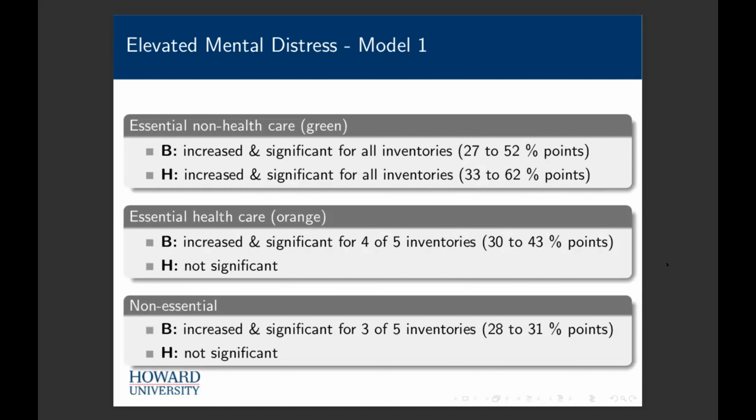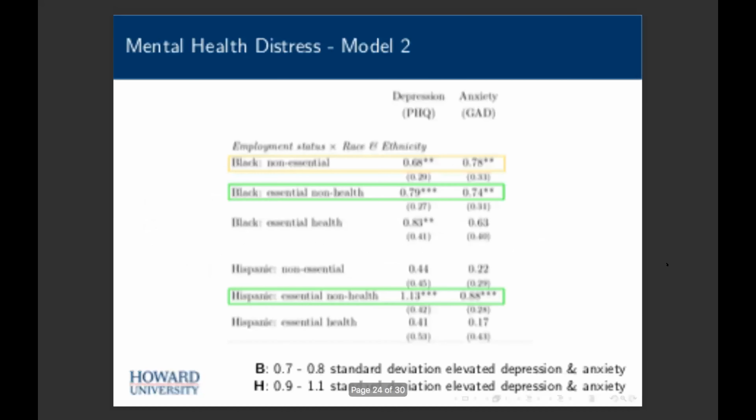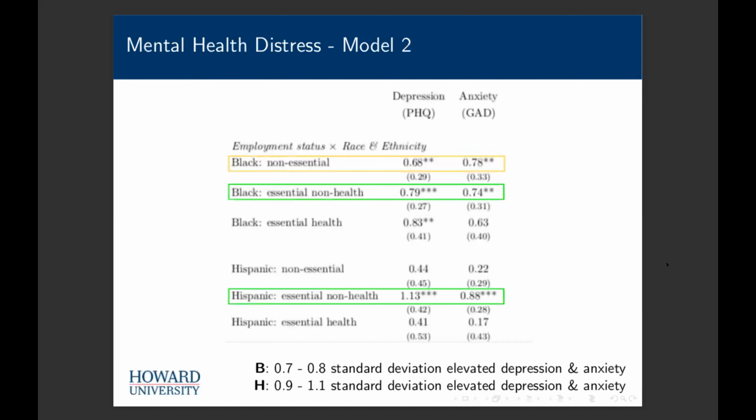Okay, so for our next model, it's the scores. Instead of looking at each individual inventory for depression and anxiety, we created a score. And we see similar results for essential non-healthcare workers. We see between 0.7 and 0.8 standard deviations for elevated levels of depression and anxiety. And for Hispanics, we see nearly across the board 1 standard deviation, right? We see elevated mental health distress of 1.1 standard deviations for depression and about 0.9 for anxiety.